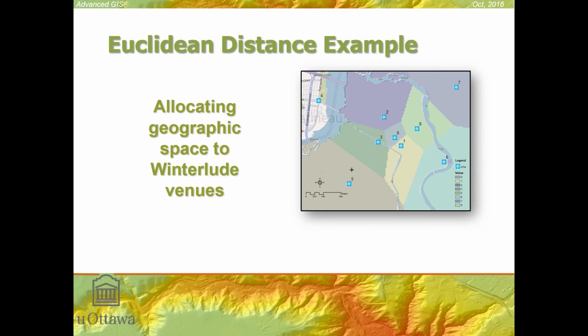Let's look at a Euclidean distance example, allocating geographic space to Winterlude venues. On the right, you can see a number of different Winterlude venues in blue. The city needs to know, for each venue, what the approximate population each venue is required to serve. They need to know that for things like sanitation, how many porta potties to bring there, what type of food services should be allowed, or in how many, and things like that. And so we can use the Euclidean distance as a means to allocate space to each of these Winterlude events.